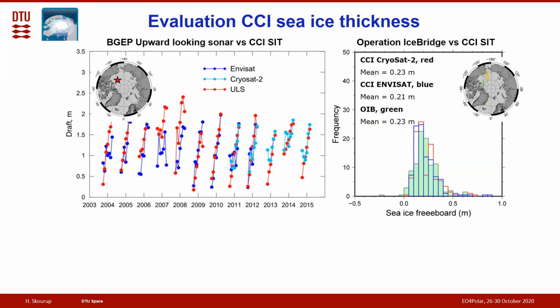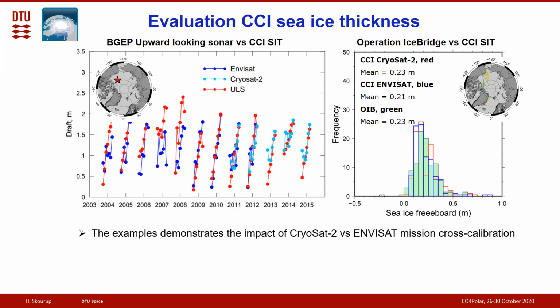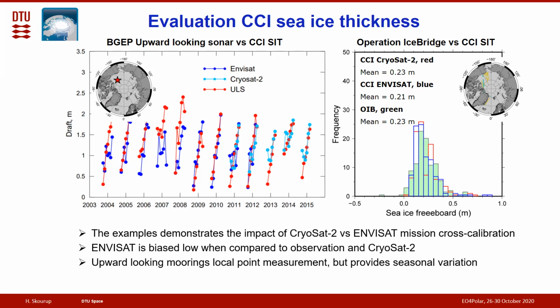Here we see an example of using the validation data from observations to validate the CCI thicknesses from altimetry. On the left, we have the upward-looking sonar from the BGEP project, and on the right, we have the IceBridge. What this example demonstrates is the impact of CryoSat-2 versus Envisat mission cross-calibration. Envisat is in this case biased low when compared to observations from CryoSat-2.